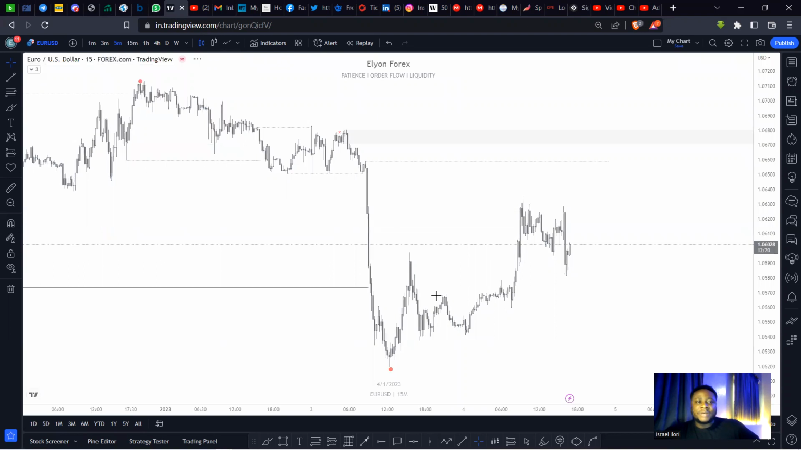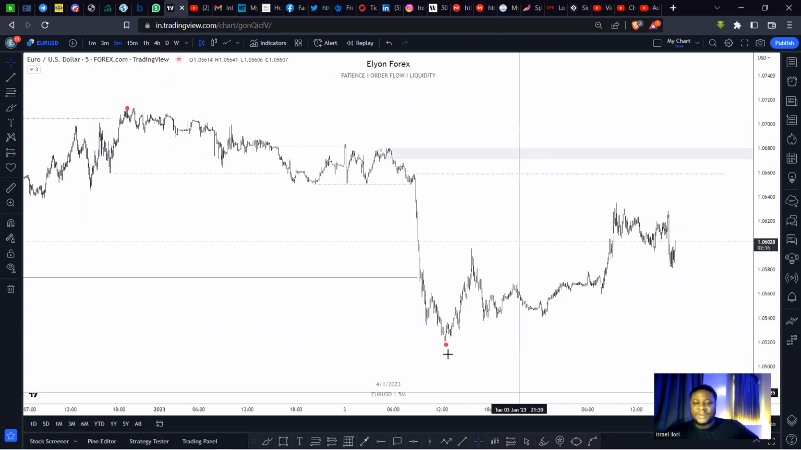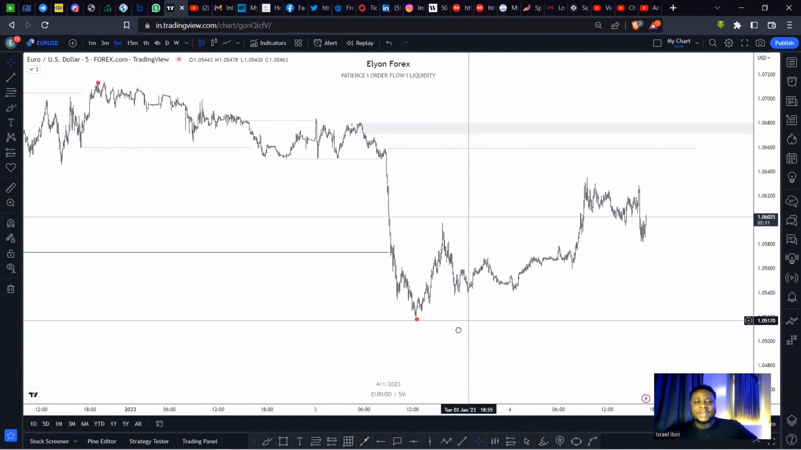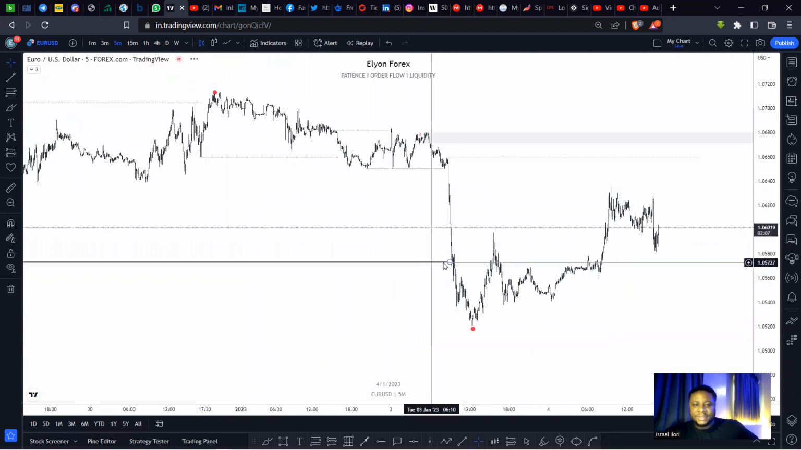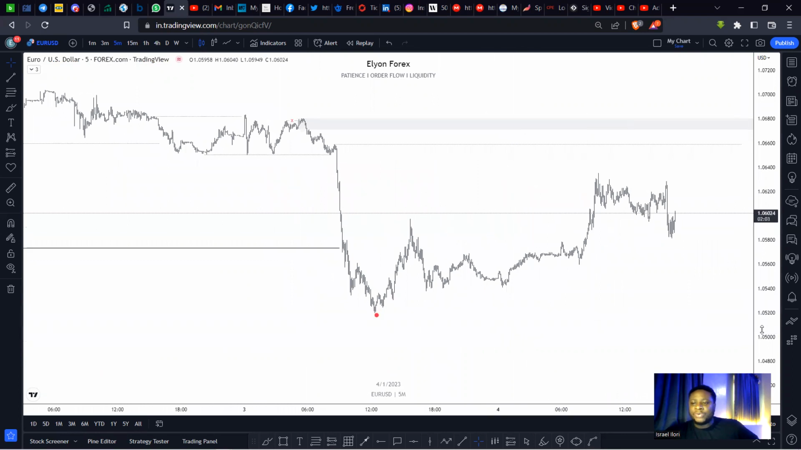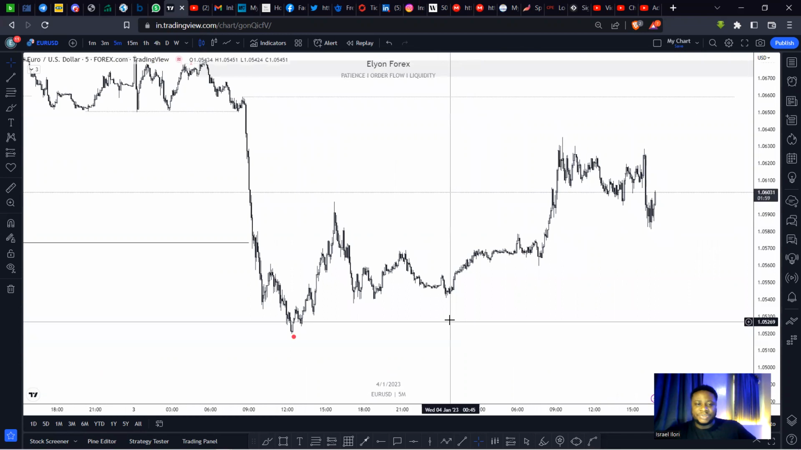So dropping down to the 5 minutes, we could see that the 5 minutes is looking a little bit different from the 15 minutes. And why is that? We could see that after breaking the 15-minute low, which is this line right here, broke the 15-minute structure, we could expect a retracement, and we can see that the market is already giving us a retracement.